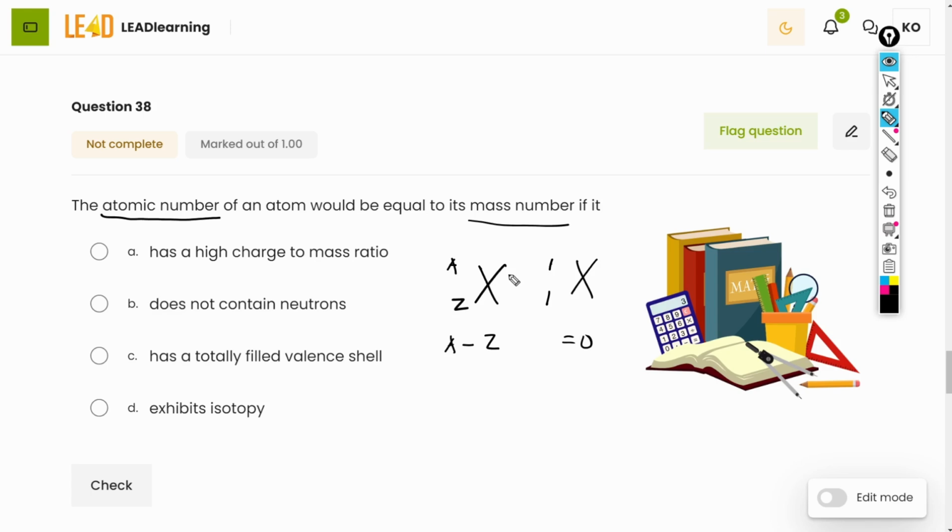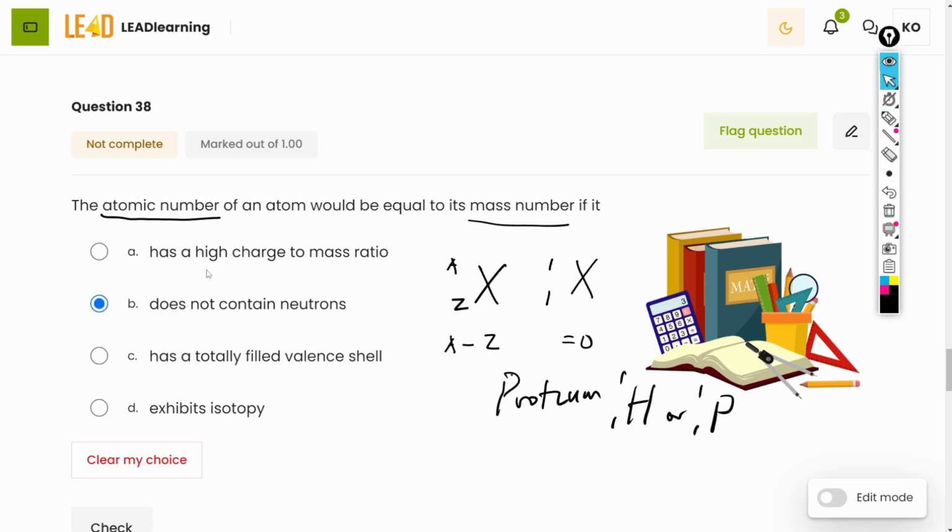So for the atomic number of an atom to be equal to its mass number, it simply means that that particular atom should not contain any neutron. And interestingly, there is an element like that. That element is the first isotope of hydrogen, called protium, represented as H11 or P11. So our correct answer is: does not contain neutrons.